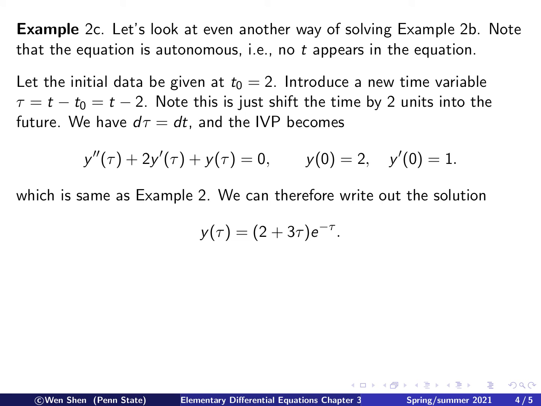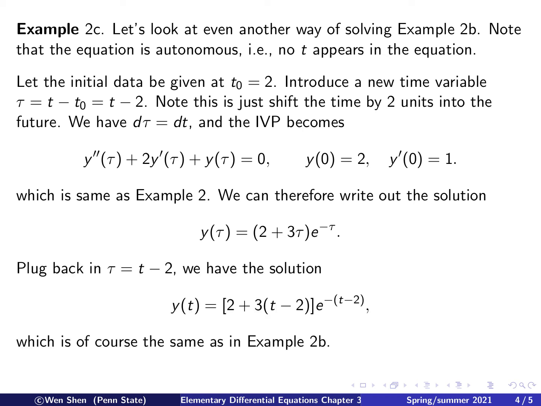Then you can go about and solve it in the standard way, and then you'll find the solution. Remember to write tau in the solution instead of t. Once you have that, if you want to recover the function y as a function of t, then you can put back in tau equals t minus 2 in this solution, and we get (2 plus 3(t minus 2)) e to the power negative (t minus 2). Of course, there's no surprise that this is exactly the same as what we got in example 2b.